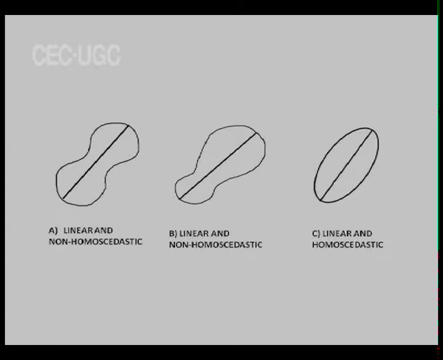Now, if you have a look at the picture, you will see that figure A shows a figure which is linear but non-homoscedastic. Picture B also shows a figure which is linear but non-homoscedastic, and the third figure shows a relationship which is both linear as well as homoscedastic.